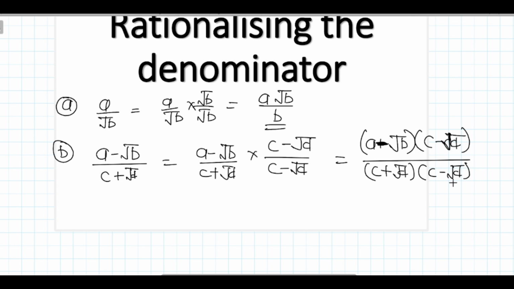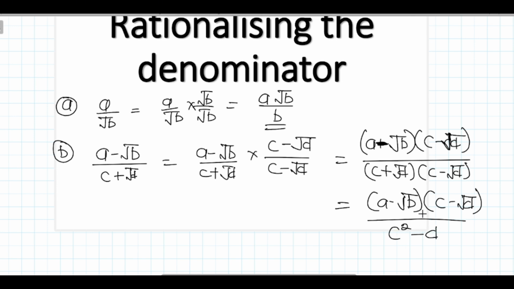As a rule, remember when you are multiplying a surd and its conjugate, you use the difference of two squares formula. It gives us A minus root B times C minus root D, all over C squared minus D. First term squared minus second term squared: root D squared will be D, since root D times root D gives us just D. And this is what we have. So this is how you can rationalize the denominator. This is the principle of rationalizing the denominator.